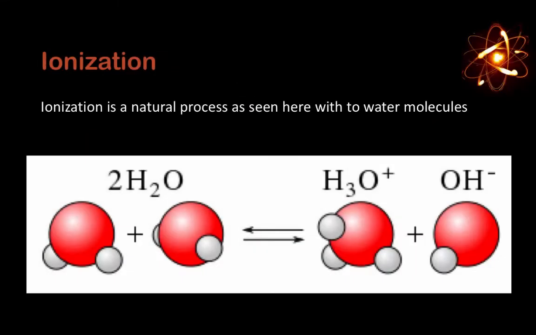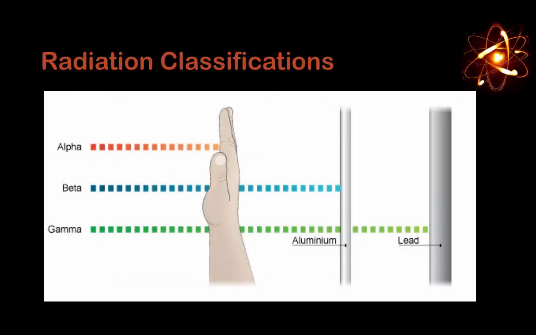As a further review, we look at the idea of ionization. If an electron that surrounds the nucleus is pushed out of its orbital, we call this ionization. This is seen here with two water molecules combining to form hydronium and hydroxide. So ionization is considered radiation because it is releasing energy. Radioactivity is a term used to describe the natural processes of atoms spontaneously disintegrating, emitting particles and energy as they transfer to different, more stable atoms.